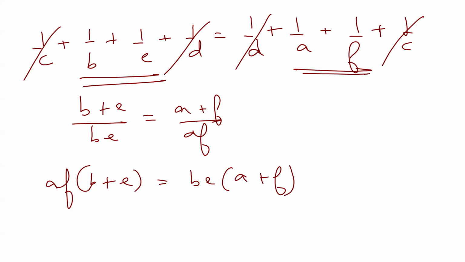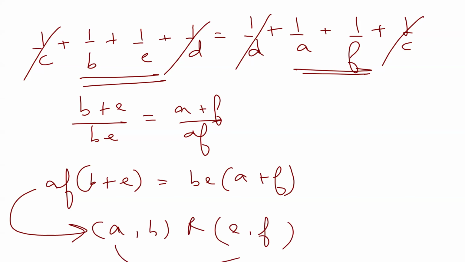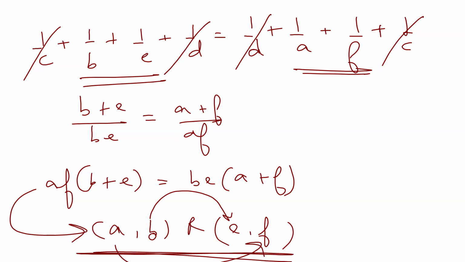Again I cross multiplied. Now this implies AB relates to EF. How? Product of extremes into sum of the means equal to product of the means into sum of the extremes. So we got this. First ordered pair is related to the third ordered pair. Therefore, this is transitive.